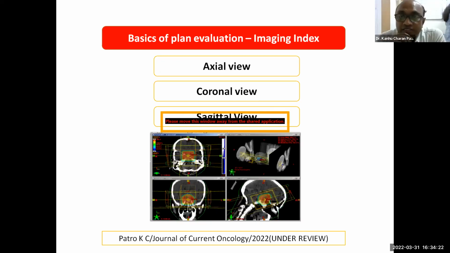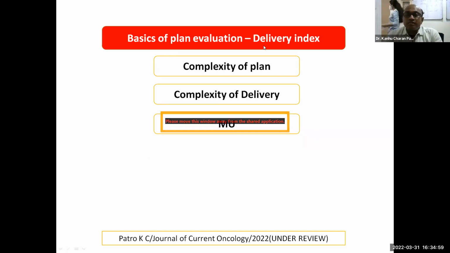Then imaging index. In imaging index, you see the axial view, coronal view and sagittal view. Each slice, each view has to be scrolled, each slice has to be analyzed properly to see whether there is an underdose or high dose. You have to define either 100% or 98%. See any area, slice by slice and image by image in coronal, axial and sagittal, you have to see. Then this is the delivery index.